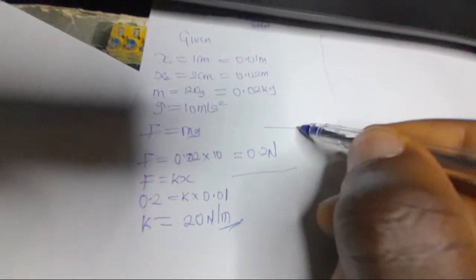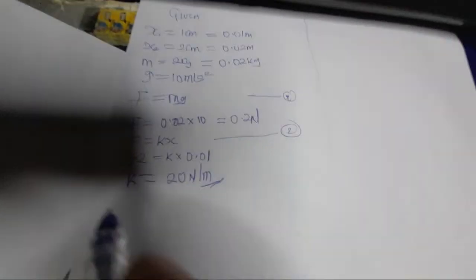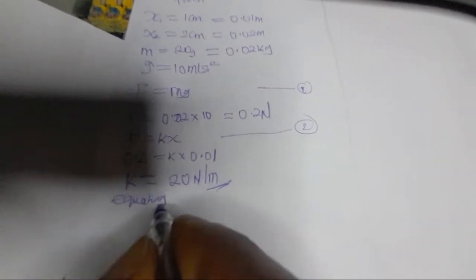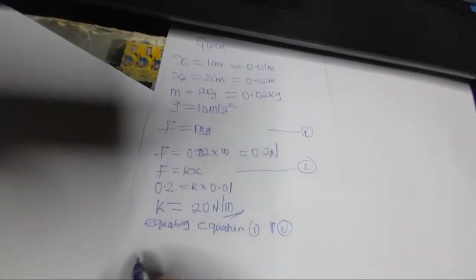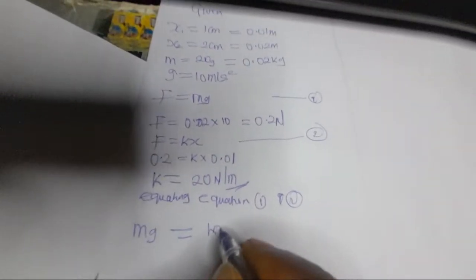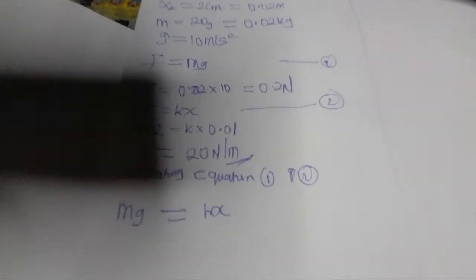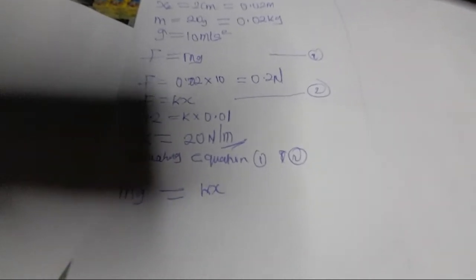Okay, we are making progress. So now we know of this and we know of this, this equation 1, this equation 2. Now equating equation 1 and 2 is very simple. We are going to have mg equal to kx. But in this case, we are given two values of x and one value of m. So what do we do here?